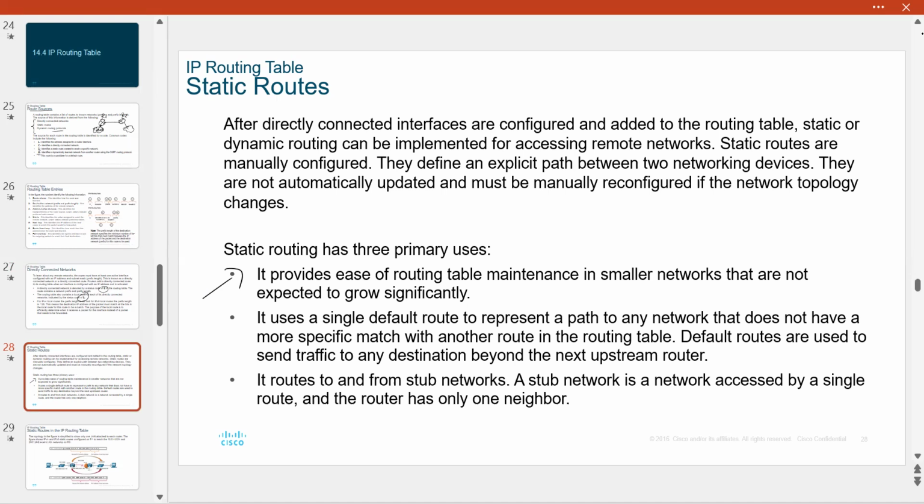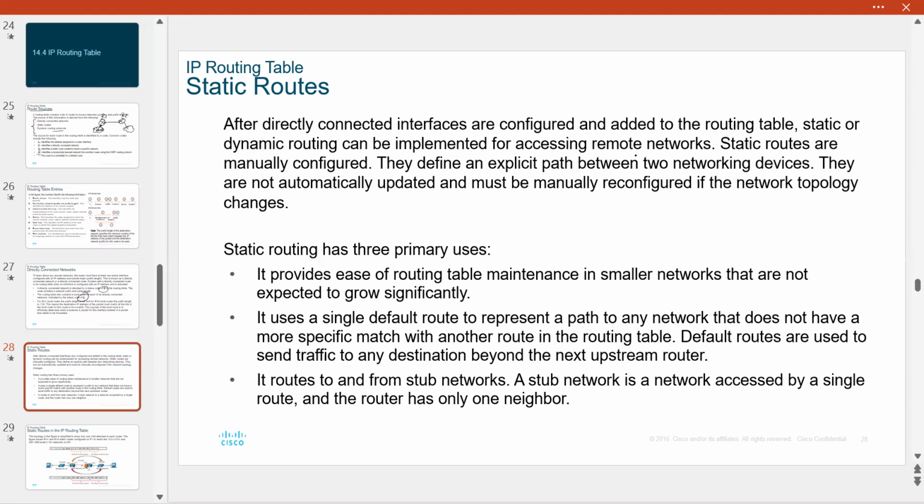You don't do that. So what are the primary uses? Static routes provide ease of routing table maintenance in smaller networks that are not expected to grow significantly. So for small networks, static routing. Use a single default route to represent a path. If you want to configure a default route, as mentioned earlier, if a packet has no longest match, without the default route it gets dropped. If you want to configure a default route, it's best you do it statically because you configure just one. Running out of time again.